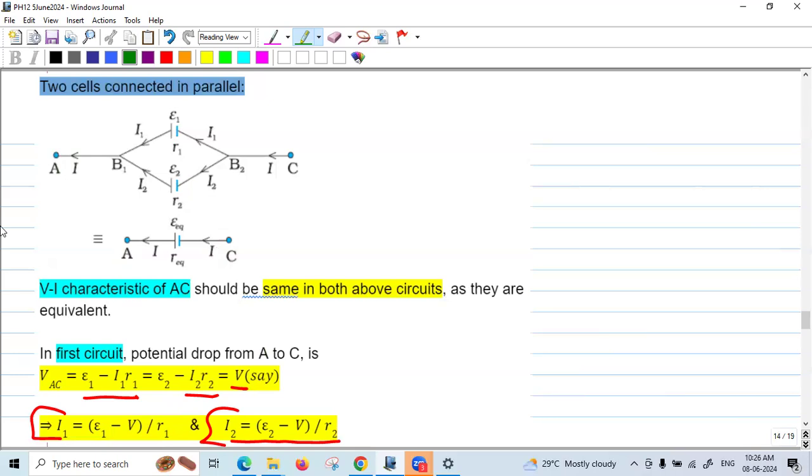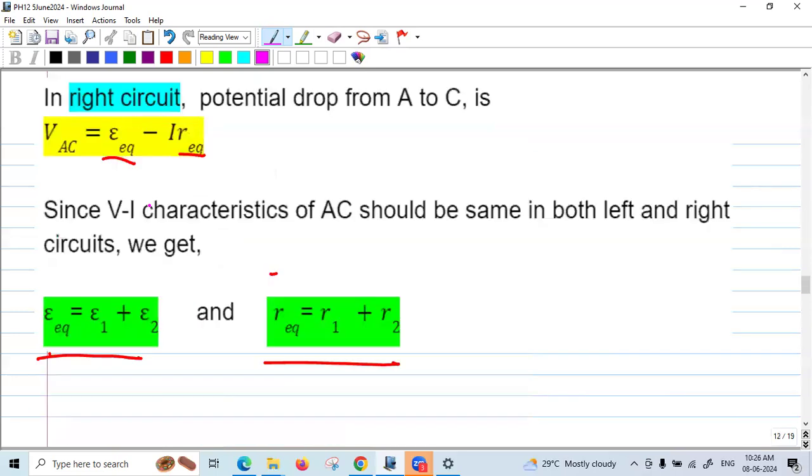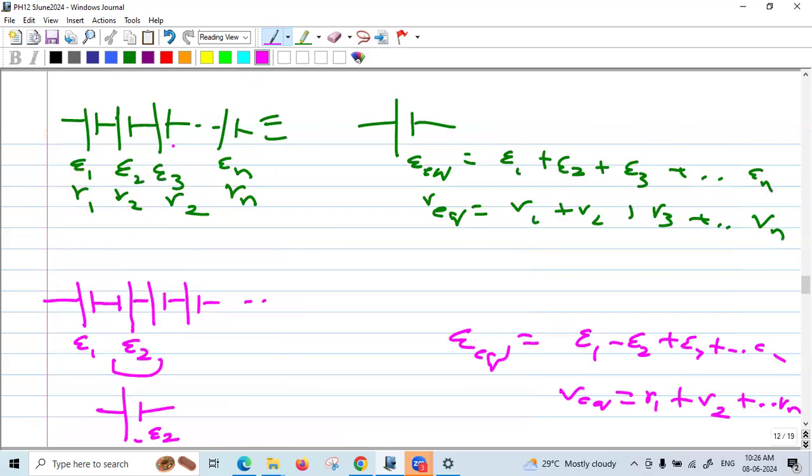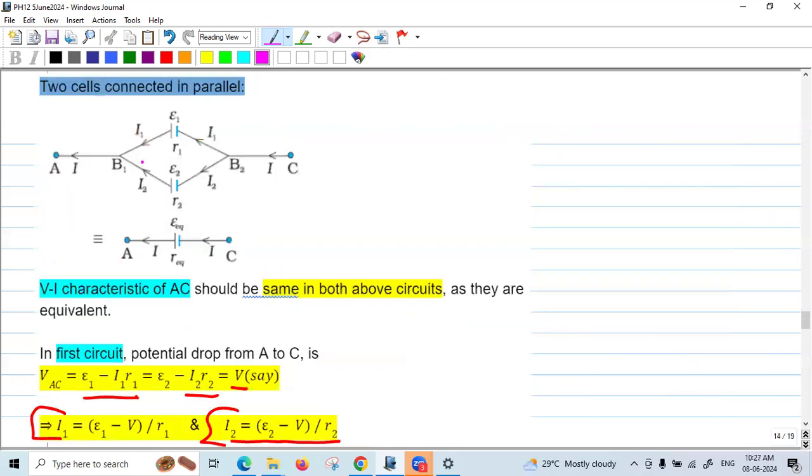So in the first branch, obviously the current need not be the same. This can be I1, this can be I2 in general, because they are parallel. Only if they are in series, the same current has to flow. Here they are in series, so whatever current is coming here, the same current is coming here. Here the current cannot be different. But here the current can be different because their paths are different, but the drop across the cells is the same.